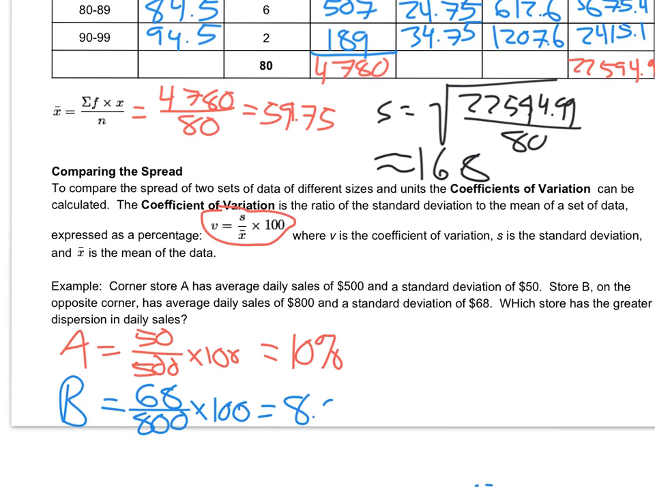That gives us 8.5%. So even though store B had a greater standard deviation, the coefficient of variation is actually less for that data because it had a higher mean also. Okay, so that means store A actually has the greater relative dispersion, even though it has a smaller absolute dispersion. Okay? And so that's it for our notes today.